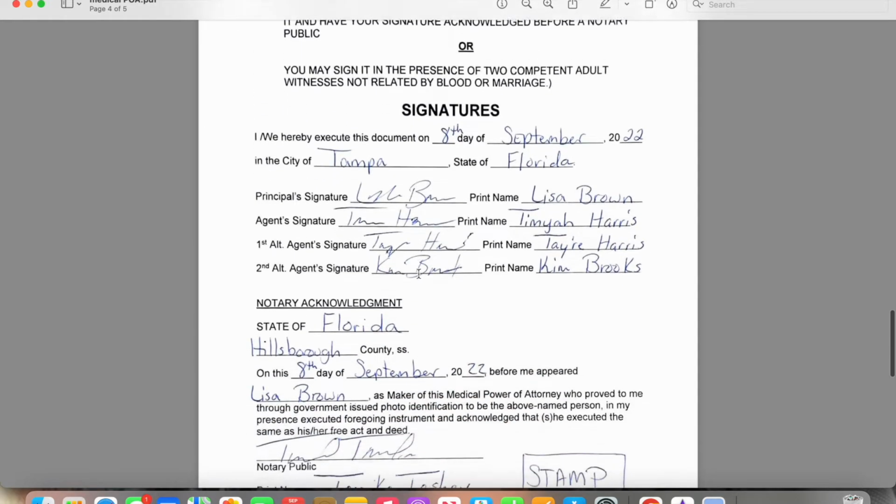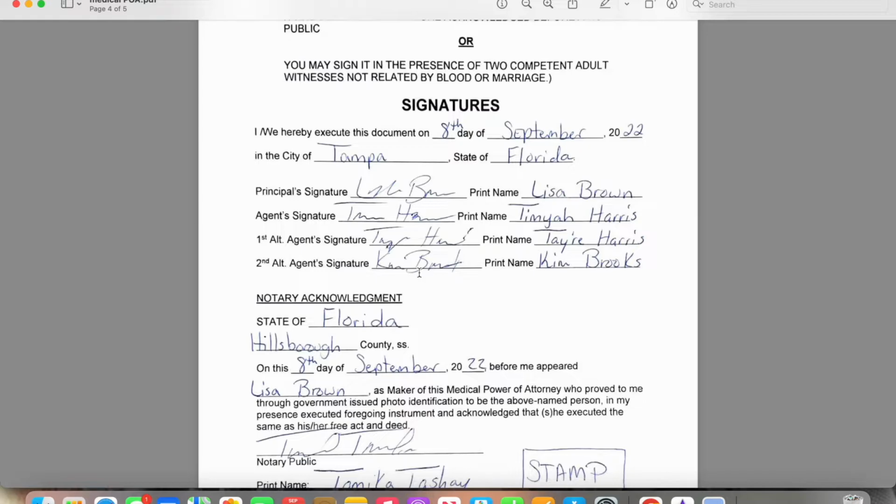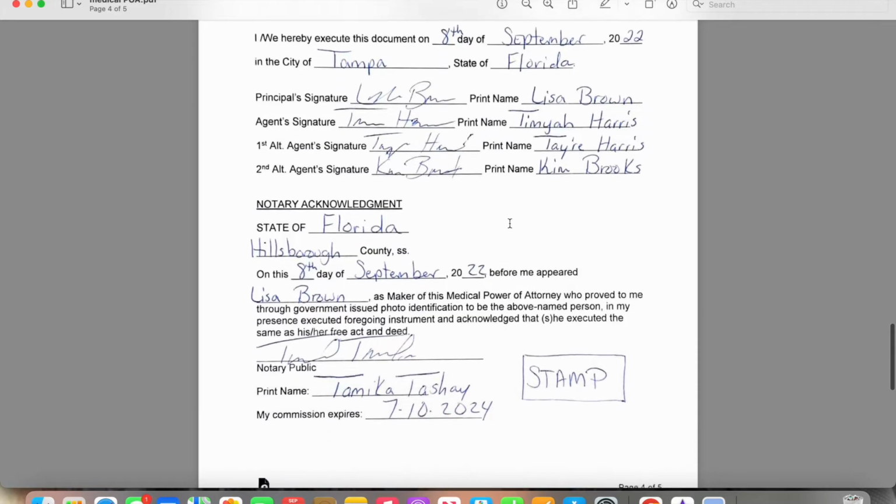And down here, this is where the signatures are going to be. So here, this is the day that this document is being completed right here. So you're going to put the date, the city and the state. The principal will sign and print her name. The agent, the first one, will sign and print their name. And then both alternates will sign and print their names. So all 4 of these individuals need to be at this appointment when you're completing this document because their signatures are required.